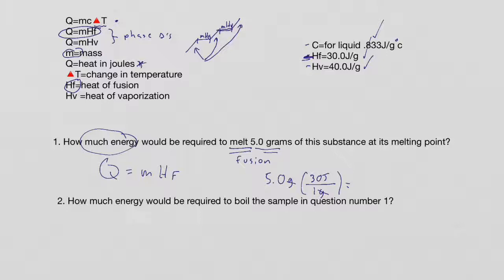And I can do 5 times 30 in my head. I think most of you can too, right? That's 150 joules. And if I'm following the whole sig fig thing, since this only has 2 sig figs, and all these other numbers up here have 3, I'm going to round this to 2 sig figs, so it would be 1.5 times 10 to the second joules if we're sticking to significant digits.